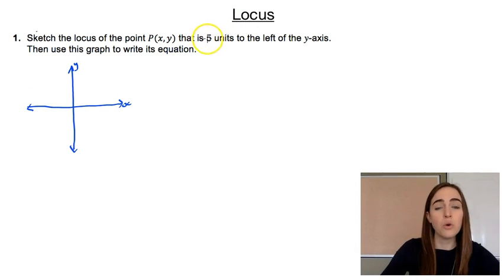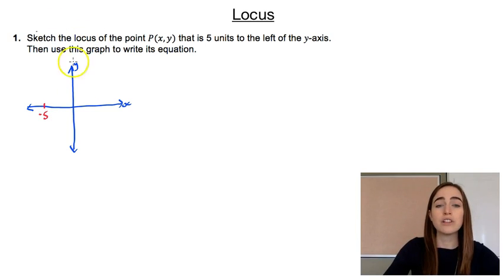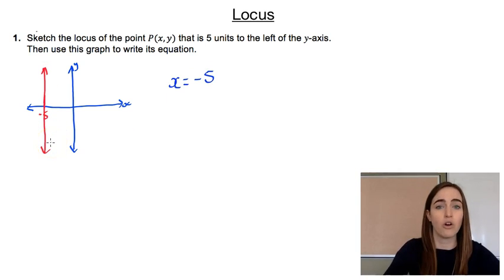Now, if we've got a point that's always 5 units to the left of the y-axis, so our y-axis is here, 5 units to the left would be over here at -5. So we want the locus, the path that point is going to travel if it's always 5 units to the left. So if we've got this line here, every point on that line is 5 units to the left of that y-axis. So we can use that then to write the equation of that red line, which would just be x is equal to -5, because every point on that line has an x coordinate of -5.